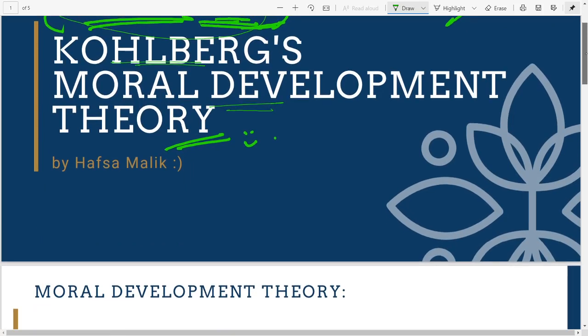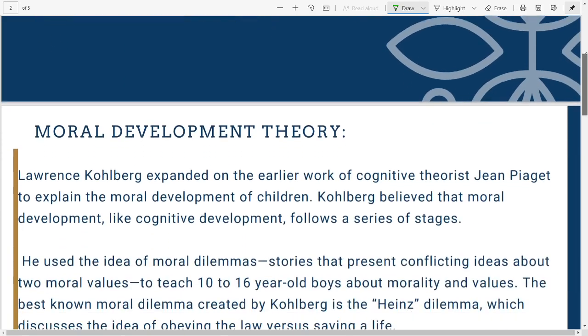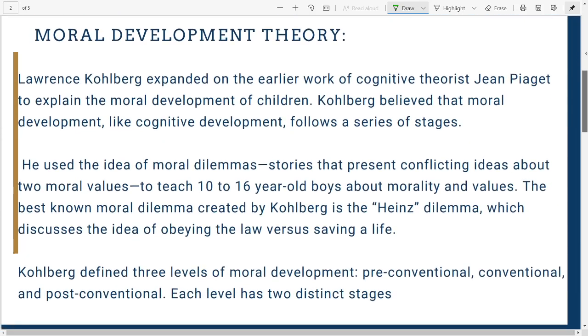Alright, so let's go. What is the moral development theory all about? In the 1950s, Lawrence Kohlberg got really inspired by Piaget's work in the field of moral development as well. We have his heteronomous and autonomous moralities, right?